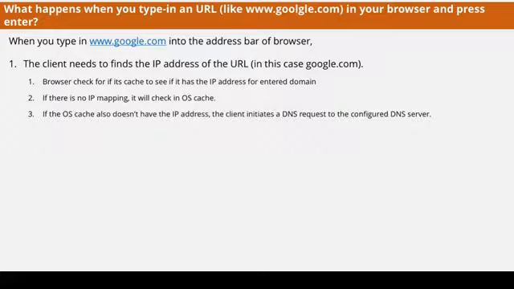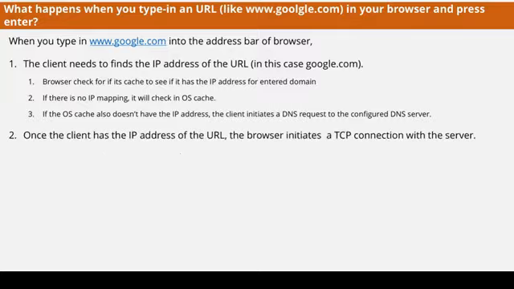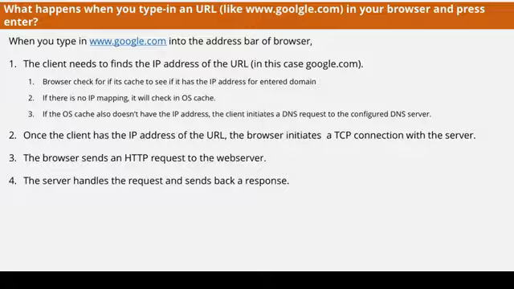If the OS cache does not have the IP address, the client initiates a DNS request to the configured DNS server. Once the client has the IP address of the URL, the browser initiates a TCP connection with the server with the help of three-way handshake. The browser sends an HTTP request to the web server. The server handles the request and sends back a response. The browser displays the HTML content.